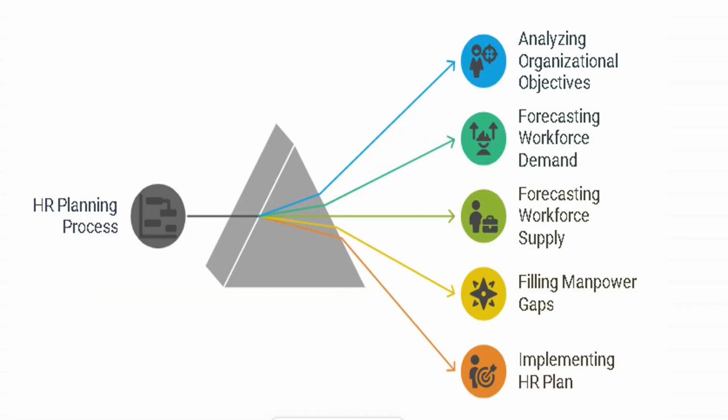Now these are the 5 steps to be followed in the human resource planning process. First is analyzing organizational objectives, then forecasting workforce demand, forecasting workforce supply, filling manpower gaps, and implementing the HR plan. Now let us discuss it one by one.